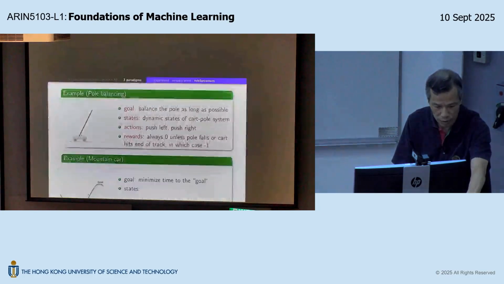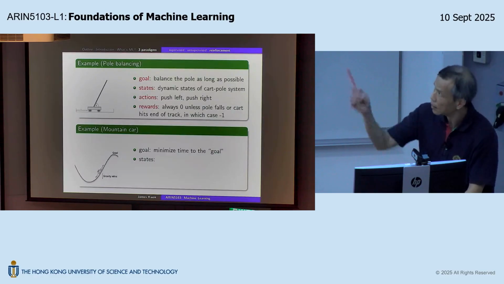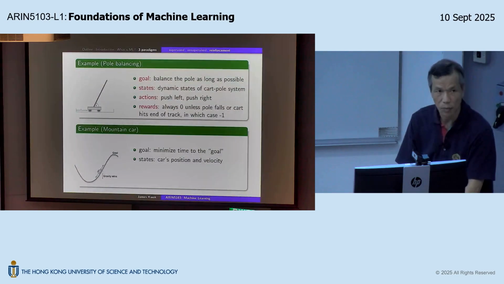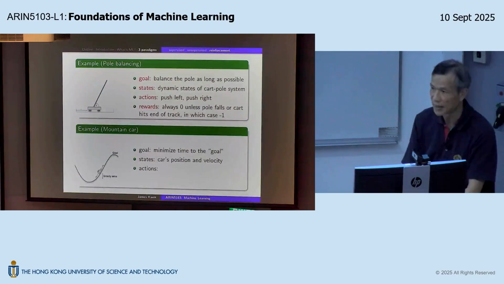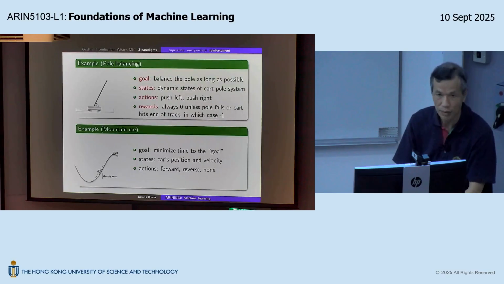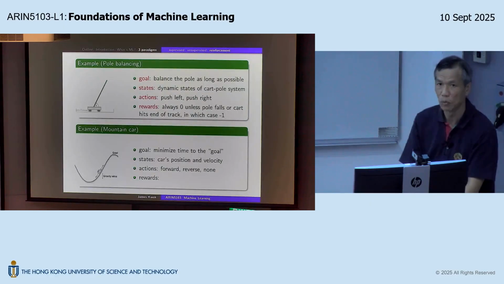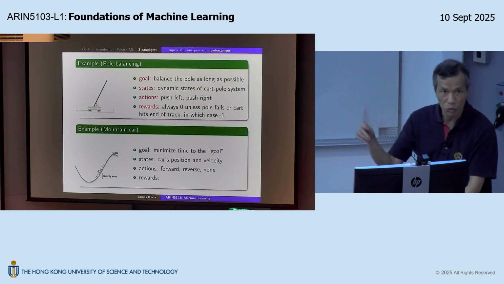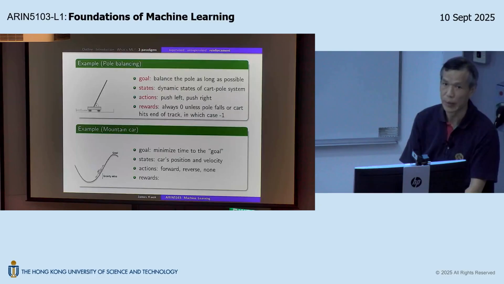So just like before, what are the states? You need to know what kind of situation you are in. For this problem, maybe you can specify the car's position and velocity. And then the actions, what are the actions? For this simple car, all you can do is forward, backward, or nothing. And then now, the tricky part is you have to define the reward. So again, you have to define the reward so that if I can maximize the total reward, I will be able to go to the peak.